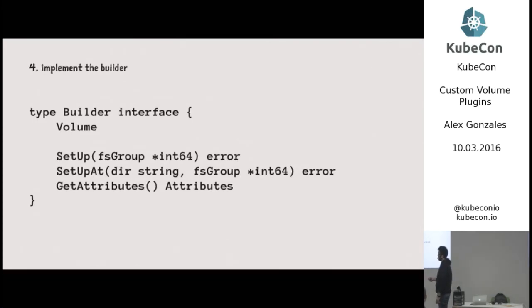Setup, in some of the samples that I'm going to show and some of the code that is on Kubernetes, is usually just calling SetUpAt. SetUpAt is the same as setup, but you are providing a string where you are mounting the file. So this is used for mounting and attaching. And finally, the get attributes is giving simple stuff about the volume, like is it read only, or was it there before?